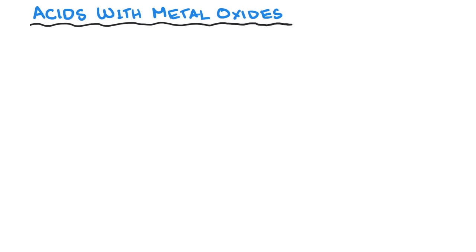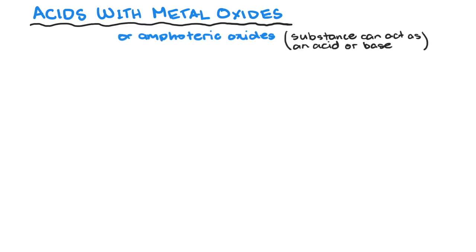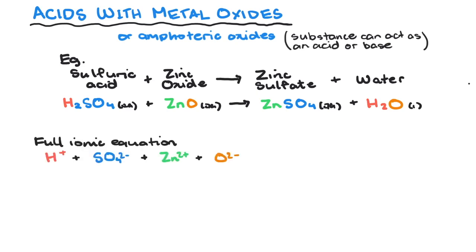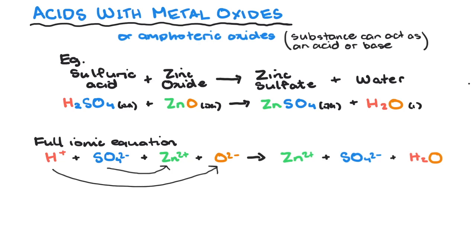Acids can also react with metal oxides or amphoteric oxides. Amphoteric just meaning the substance can act as an acid or a base. So let's look at sulfuric acid and zinc oxide. Once again, just imagine the reactants as dissociated ions and rearrange them to produce the products. So the balanced chemical equation is this.